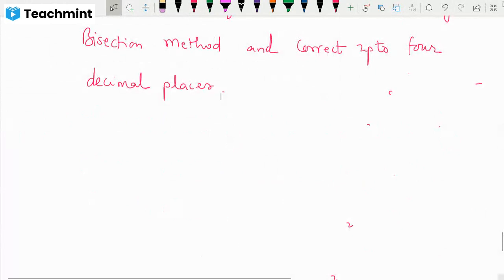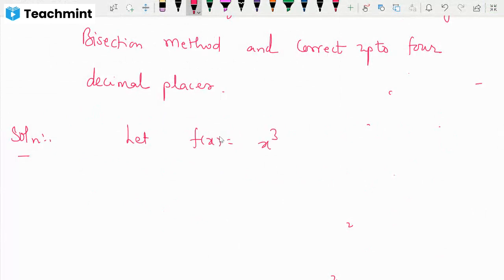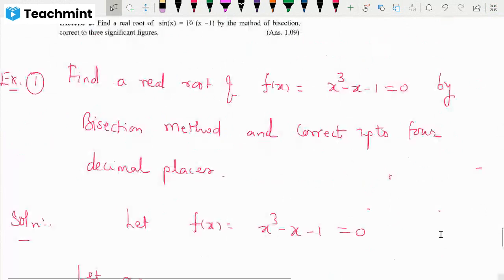So solution. Let f of x equal x cube minus x minus 1, and that is equal to 0. So it is given. So what is first? Let's suppose a. What should be the value of a and what should be the value of b? Here you can take it by calculating f of x at some points, some integers.